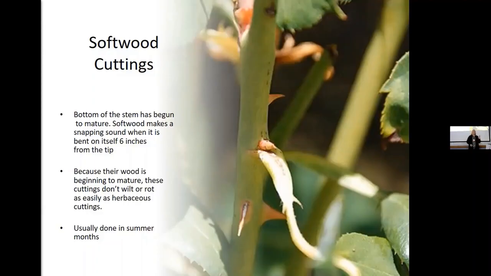And these are beginning to mature, so they're going to take a little longer to establish roots. So they're not as quick as the herbaceous. They're going to take a little bit longer. And you usually do this in the summer months.